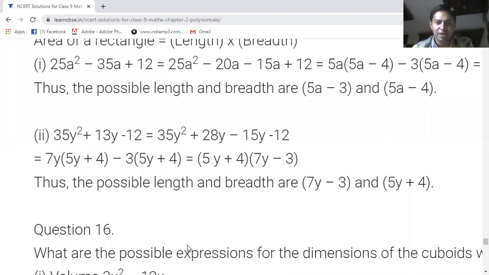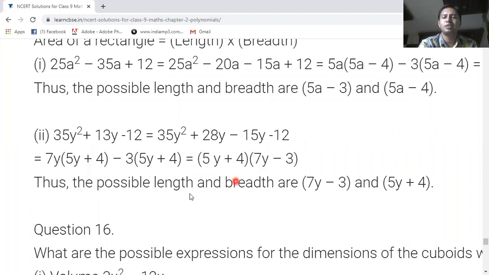Applying middle term splitting, we'll take 7y common from the first two terms, and we'll be left with 5y plus 4. And if we take minus 3 common from the last two terms, that is again 5y plus 4. We can take 5y plus 4 common, and we'll be left with 7y minus 4.